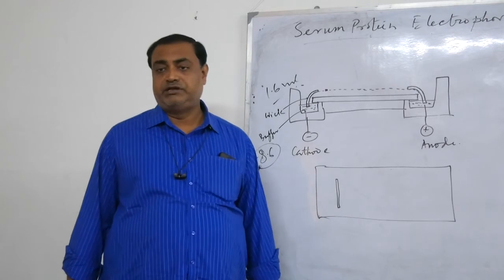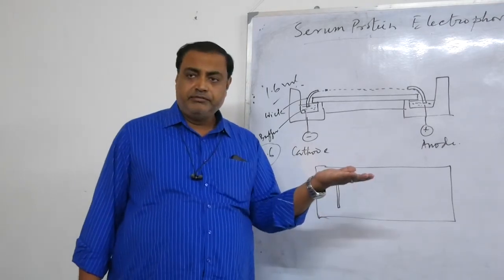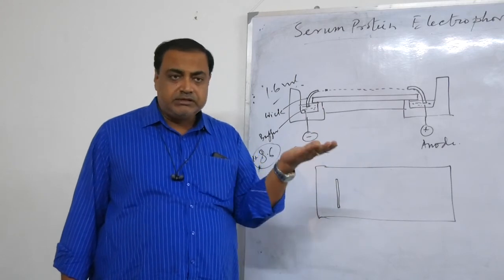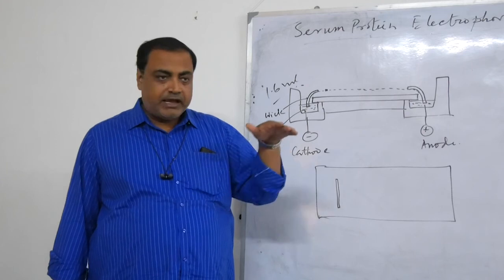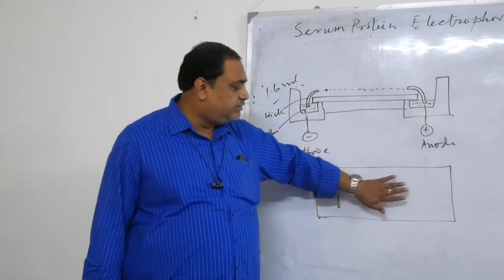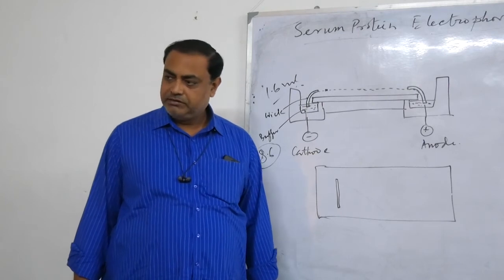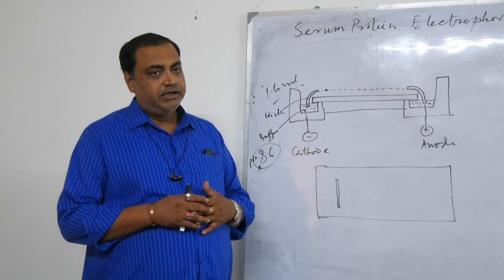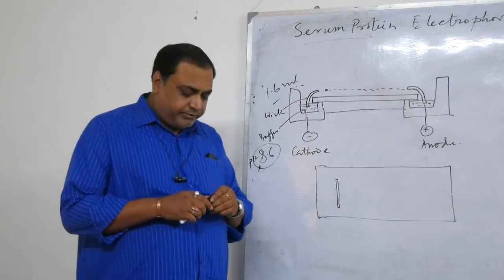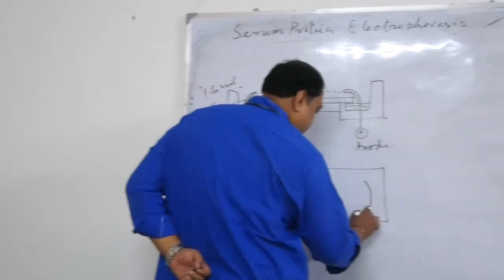Next part is fixation. By putting it in a hot air oven and allowing the gel to dry, the gel will dry up and the proteins will get fixed on the glass slide. Done? Now the glass slide is ready for viewing. Okay? Now we can view it. What will we see? We will see different bands.